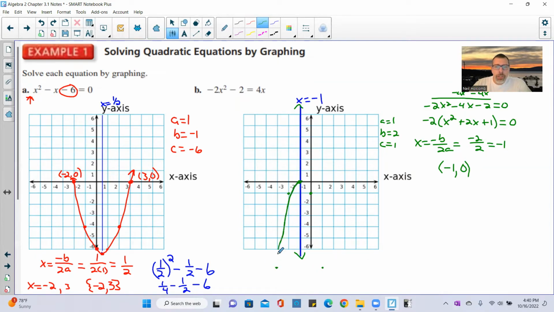So our function is coming down like this. Okay, kind of didn't draw that very well. It should go like that. Okay, and then this one's coming down like so.